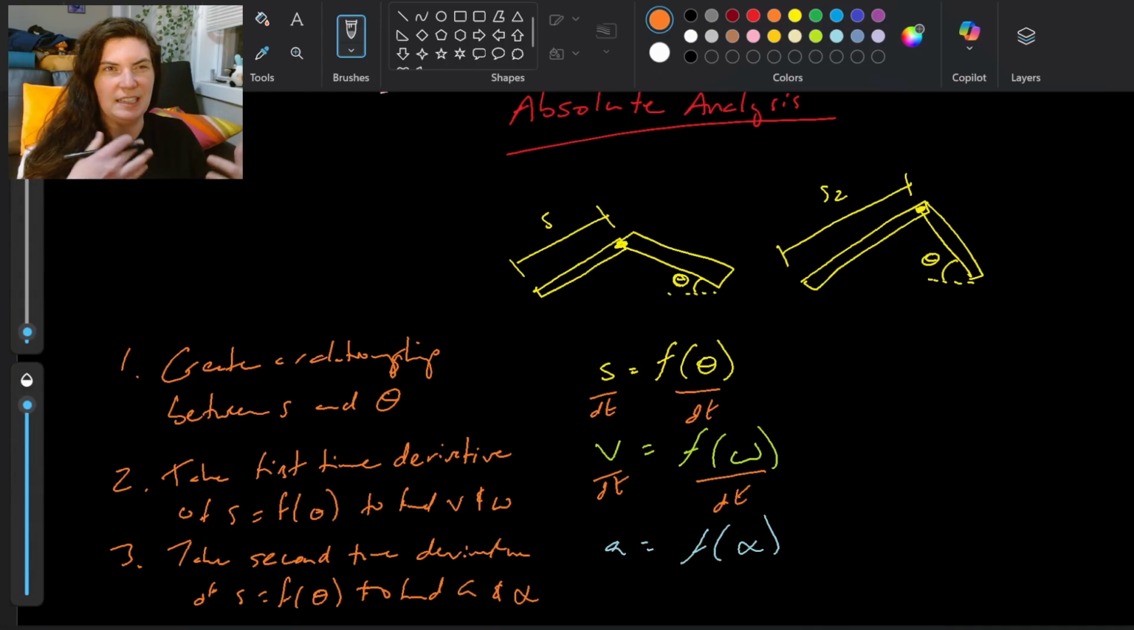These geometries tend to get a little bit messy, a little bit complicated, which is why we don't use this absolute analysis all that much. It's usually a lot easier for us to use a relative analysis in these problems. But it's good to know, so we're going to work through just one example problem to see how this works.